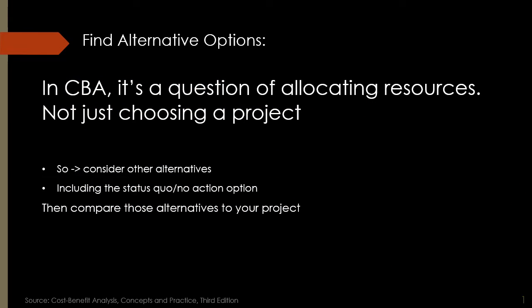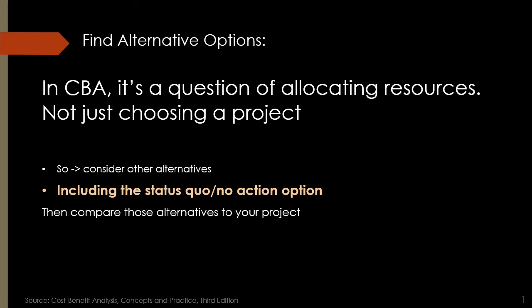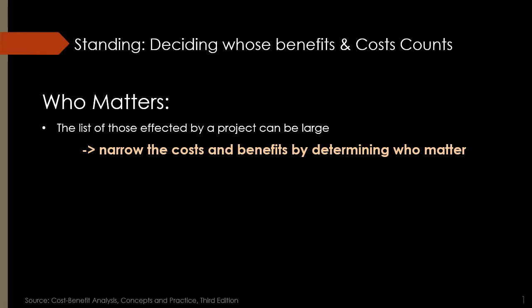All right, so let's start with finding alternative options. As I mentioned, it's not just a question of choosing a project, it's a question of allocating resources. So what you want to do is consider all the alternatives, including the status quo and the no-action option. That's very important. We kind of forget about what happens if we do nothing. So you always want to consider that, and then you want to consider all the alternatives.